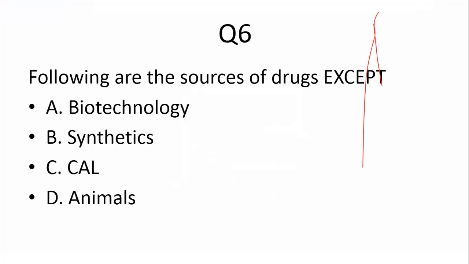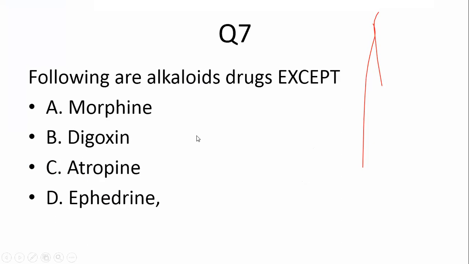Okay, so just to quickly address a few questions. Following are the sources of drugs except, okay, which is the answer? Some of you can answer? Following are the sources of drugs: biotechnology, synthetic, animals. So CAL is not an important source of drugs. It's a method used for the purpose of teaching. Okay, so it's a teaching aid.